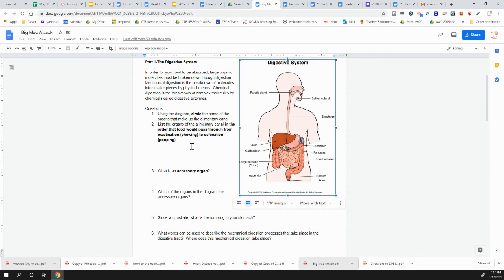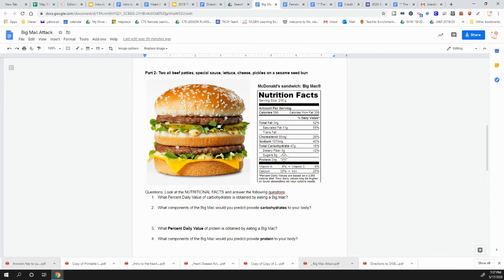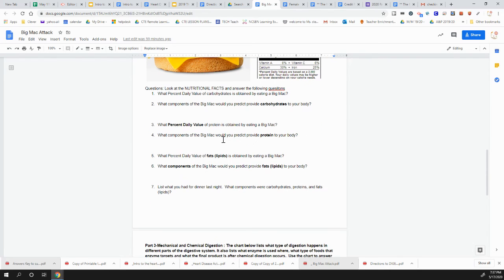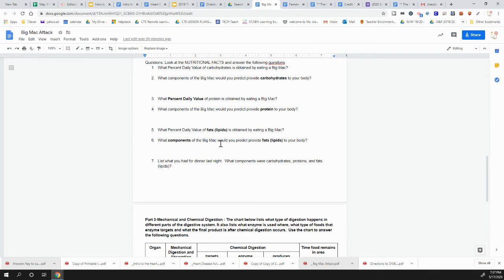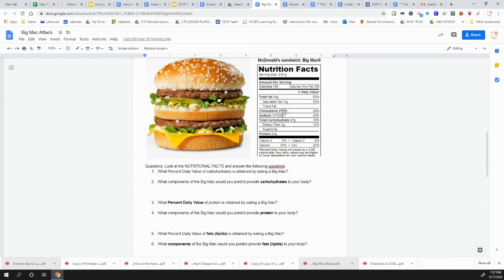And then you're going to list the organs of the alimentary canal in order. What is an accessory organ? Go back to your PowerPoint, look that up, and list your accessory organs. And then here, you're going to practice reading nutritional facts about the Big Mac. You're going to have to use your knowledge down at the bottom where it asks you what components of the Big Mac do you think are fats? Look at this. What would that be? Would it be the cheese, the beef, the special sauce, the tomatoes? What is it? What percent of daily values of fats is obtained by eating the Big Mac? Go up here and you're going to use your nutritional facts chart to answer those questions.